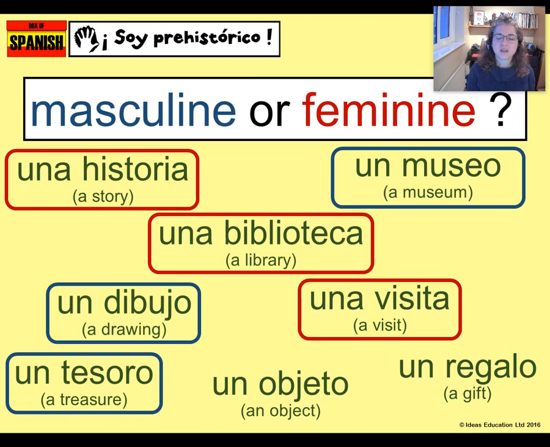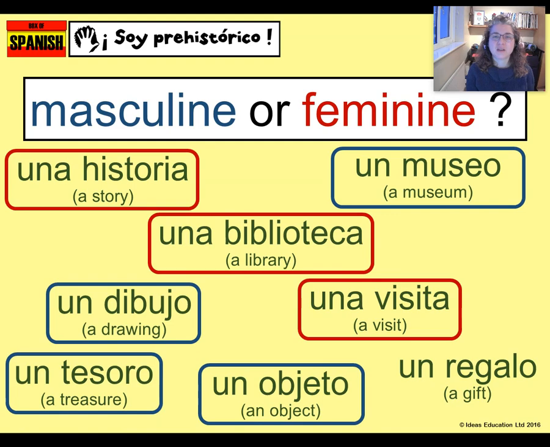Next to that one is un objeto. Un objeto, the word for an object. Is that masculine or feminine? Let's see if you're right. It's masculine because it has un and then it has an o on the end.